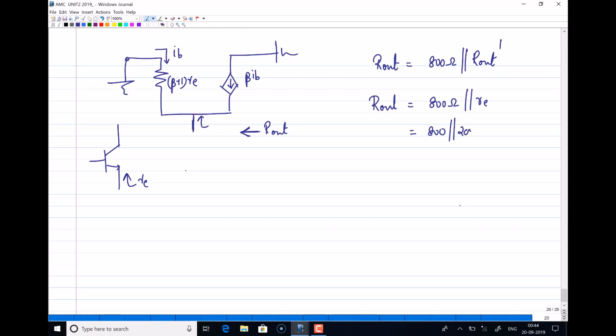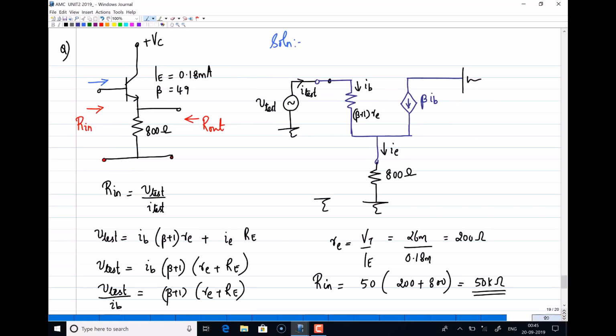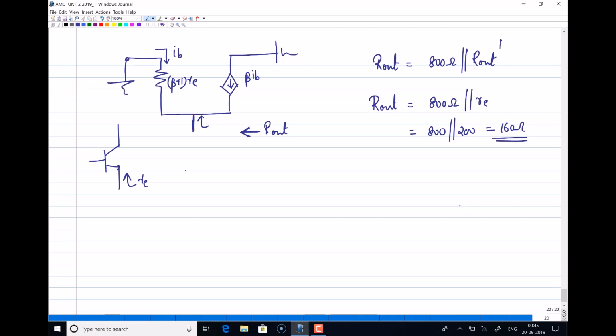I'm directly applying the small signal equivalent circuit. I'll just explain this once again. This was the equivalent circuit we had. This is 800, and you are asked to find the impedance from this side. So I am just keeping 800 ohms separate and finding the impedance looking into the emitter. I know that the impedance looking into the emitter is equal to RE. So that RE will come in parallel to 800. So your output impedance is equal to 160 ohms. Right.